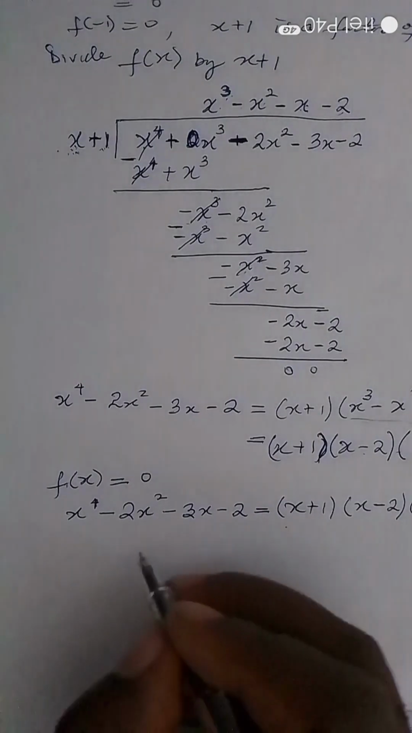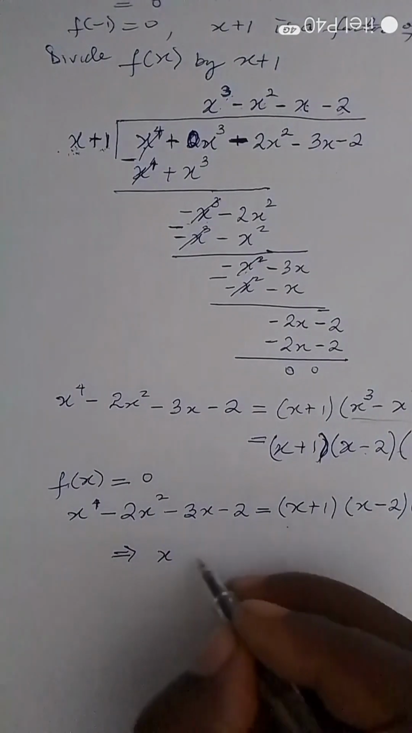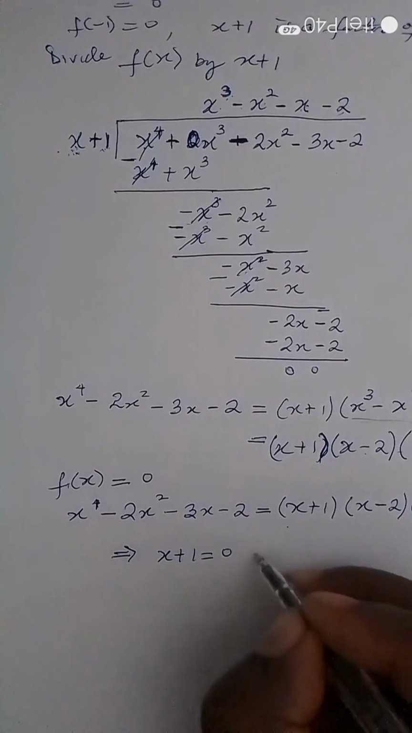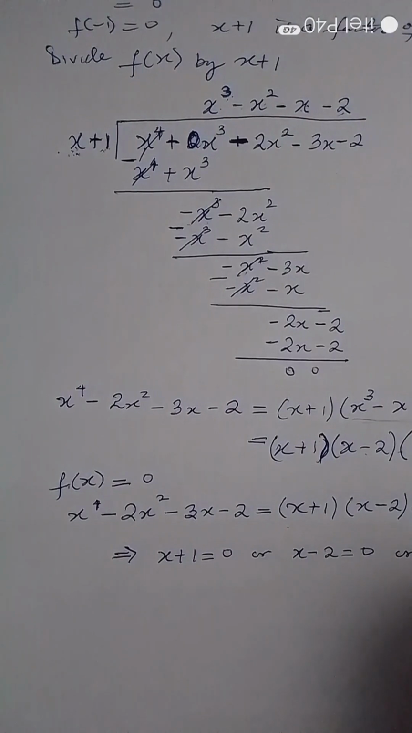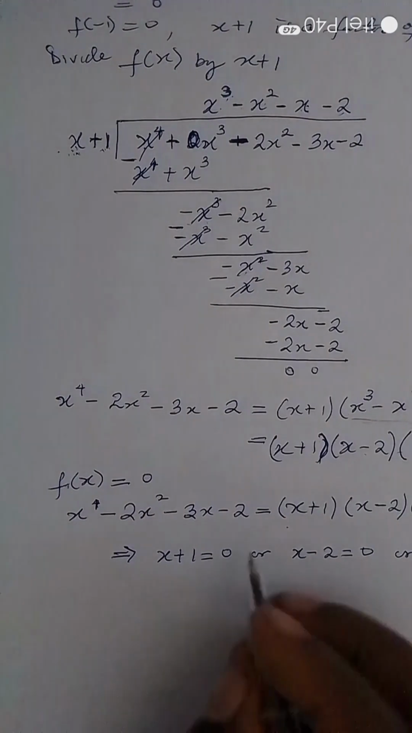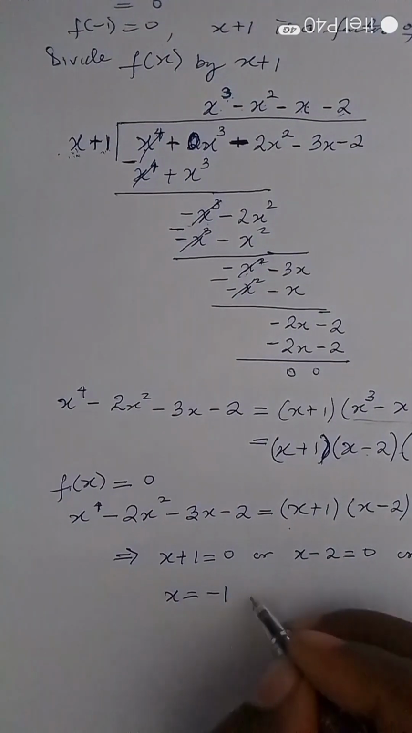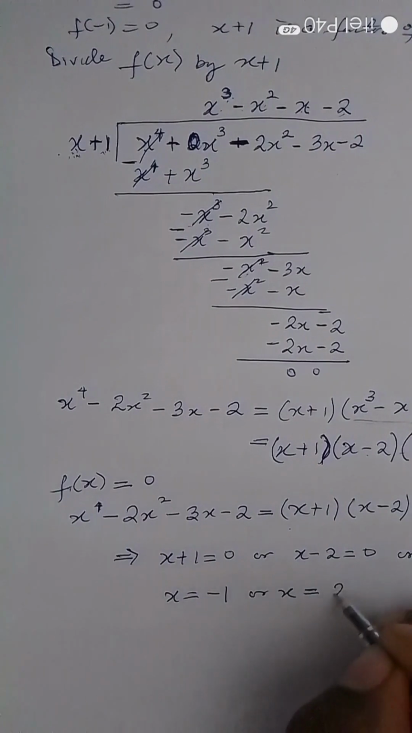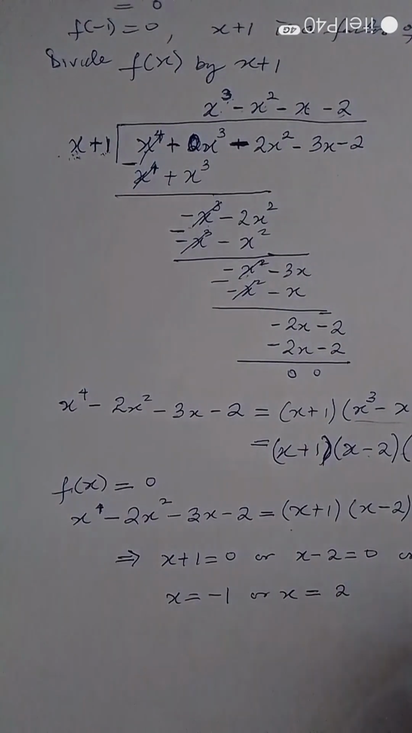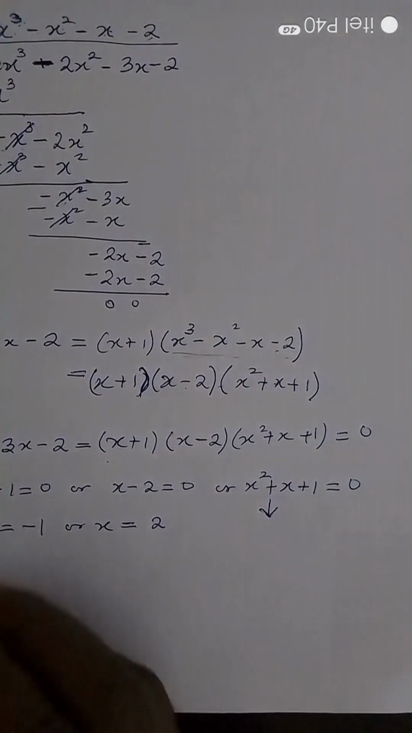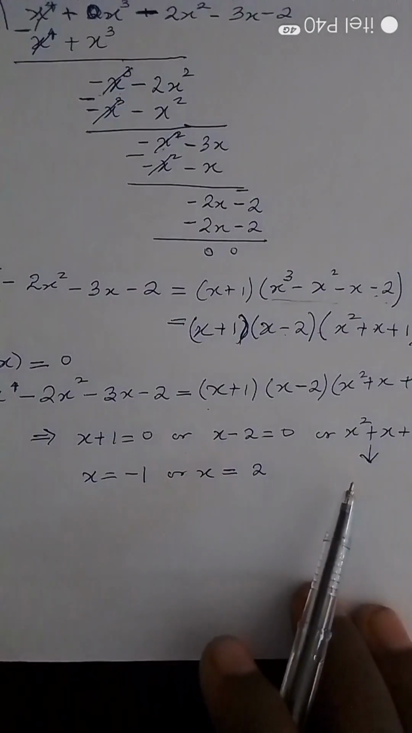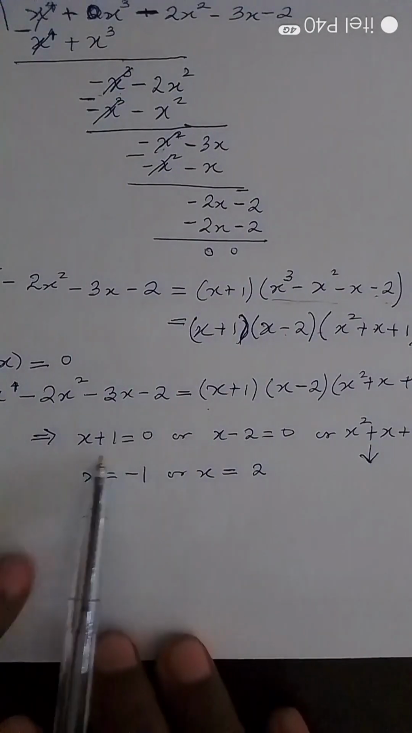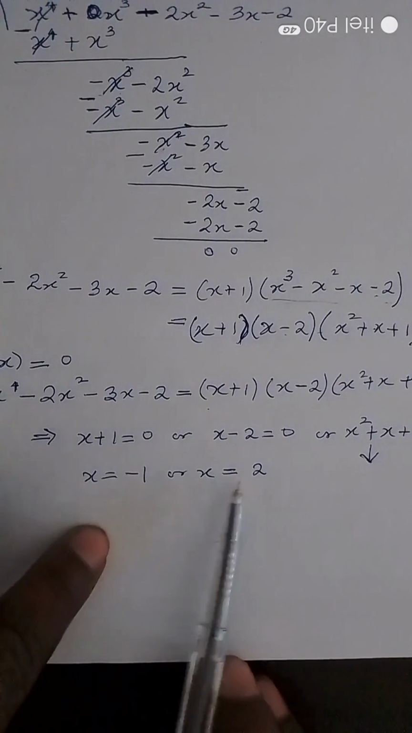So what this means is that x plus 1 equals 0, or x minus 2 equals 0, or x squared plus x plus 1 will be equal to 0. Now, from here, x will be equal to minus 1, or x will be equal to 2. From what we've just done, we notice that x equals minus 1 or x equals 2.